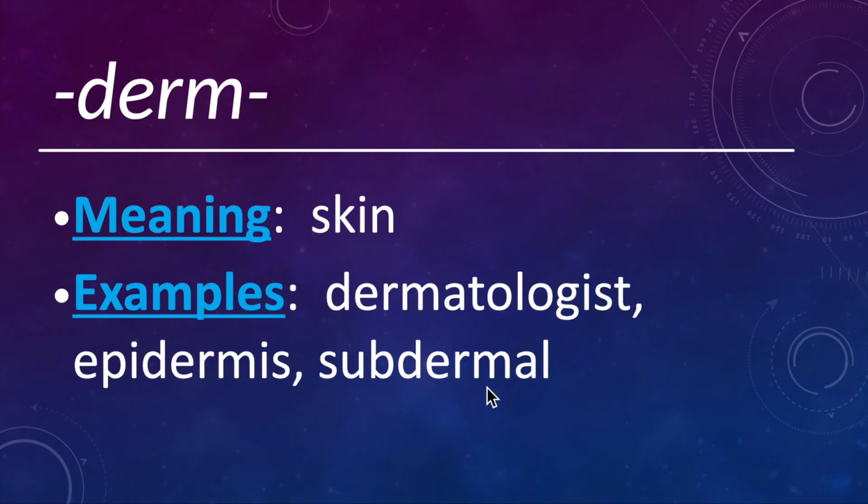Derm means skin. So a dermatologist is a doctor that specializes in skin conditions and looking at the skin. Epidermis. Epi refers to upon or among, so this is upon the skin. So this is the outer layer of skin, the epidermis. And then subdermal, sub means below. So subdermal will basically be something that's below the skin.